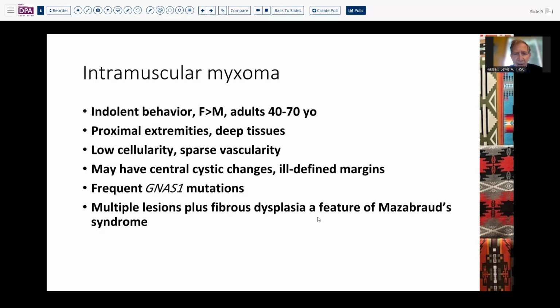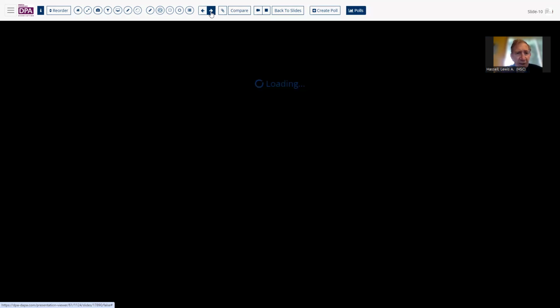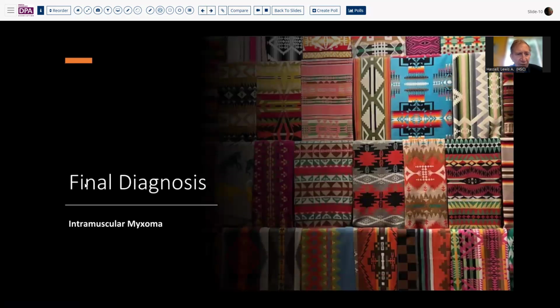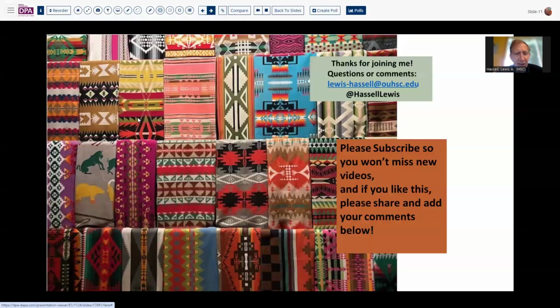We've previously noted that these lesions can be seen in association with fibrous dysplasia and Mazabraud syndrome, and we'll provide a link to that in the notes as well as in the cards. So our final diagnosis is intramuscular myxoma, a benign lesion that the patient should do well with, with conservative surgery. Now I put a couple of additional digital slides for you to consider if you'd like to study further on this lesion in the link in the description for the video.